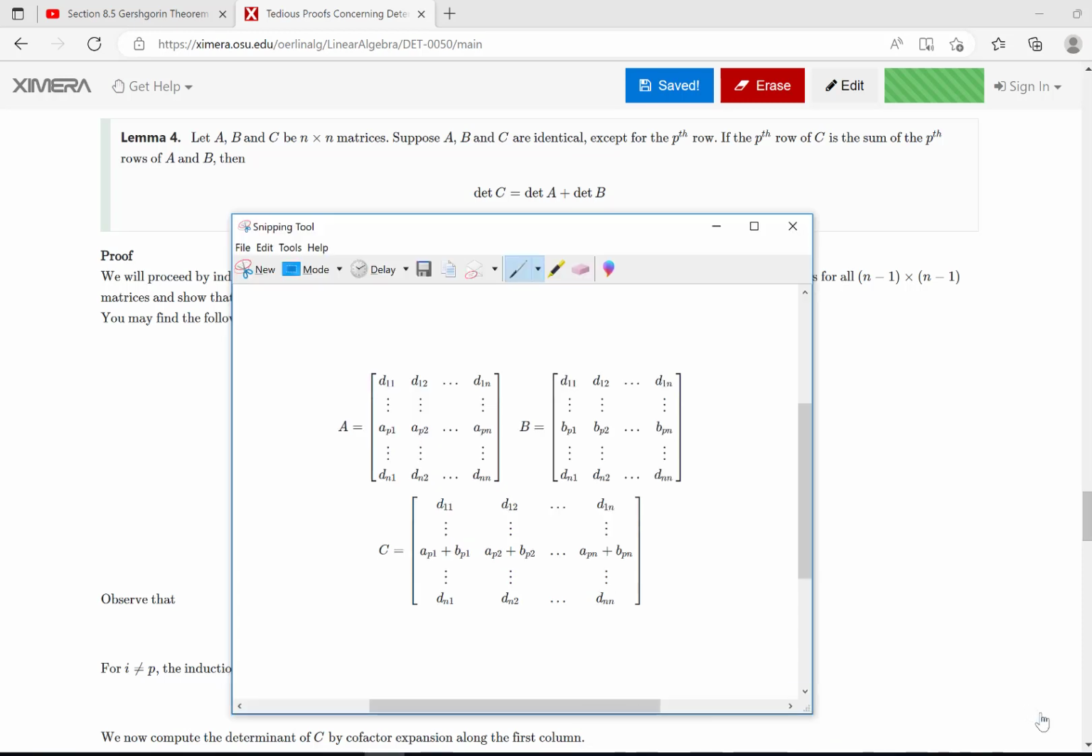Lemma 4 addresses the question: what if you have matrices A and B and you add them together to get matrix C? No, we're not adding the matrices. We're only adding one row of the matrices. So all these matrices have the same entries except for row P, which is different. In matrix C, row P is what you would get if you add the entries of row P of matrix A and row P of matrix B. And what should happen is the determinant of C equals the determinant of A plus the determinant of B. Let's see if I can sketch that proof for you.